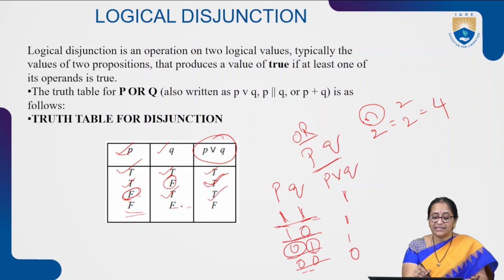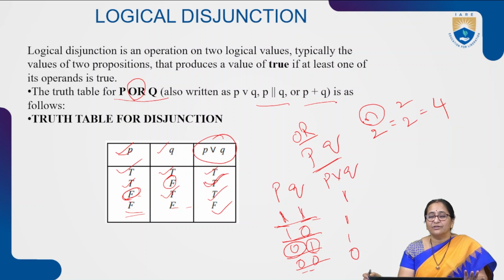In the next case, both are false, so our result is false. Like that. The truth table, this is the OR operation we are having. The truth table for P or Q, also written as P OR Q. We can represent it like this also, P parallel lines Q, or P plus Q.